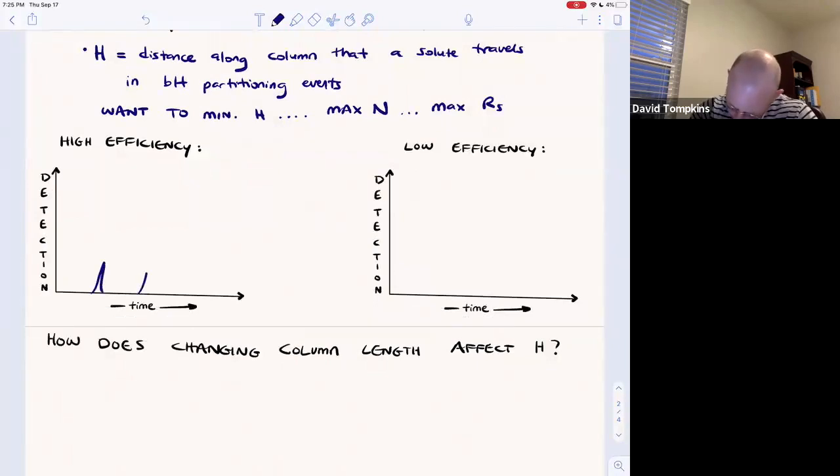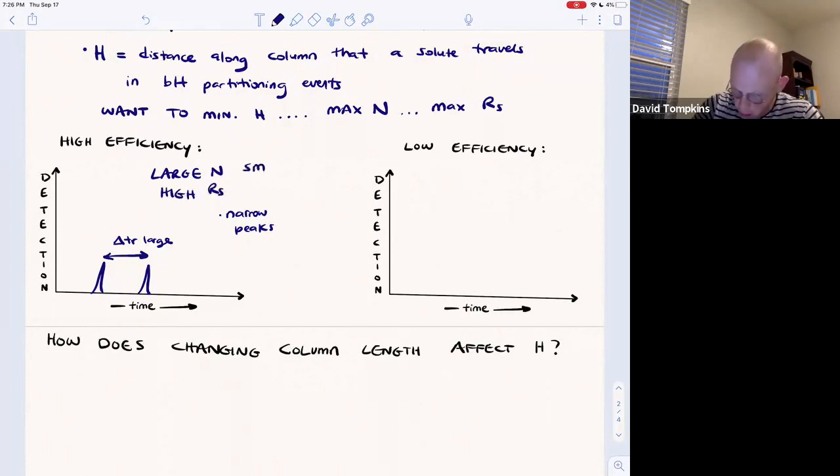One had high resolution, where we had a large delta TR, and we had very narrow peaks. So this plot here has a large number of plates and a high resolution. And it has a very small plate height. So that's the goal for every separation, high efficiency.